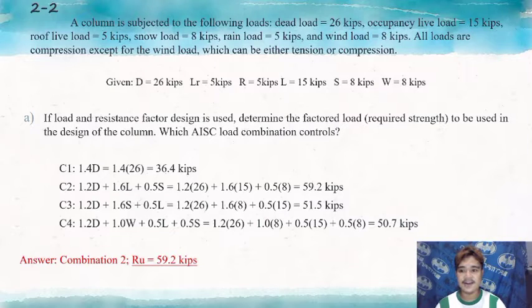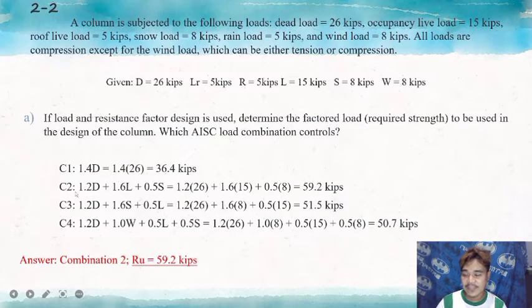All loads are compression except for the wind load, which can be either tension or compression. So for our first question, if load and resistance factor design is used, determine the factored load or required strength to be used in the design of the column, which AISC load combination controls. So the combination that we're gonna use is from LRFD. Our first combination is 1.4 times D, equal to 1.4 times 26, equal to 36.4 kilopascals.